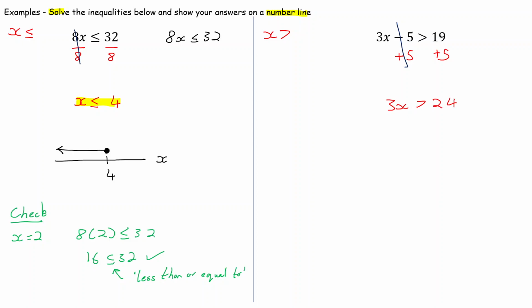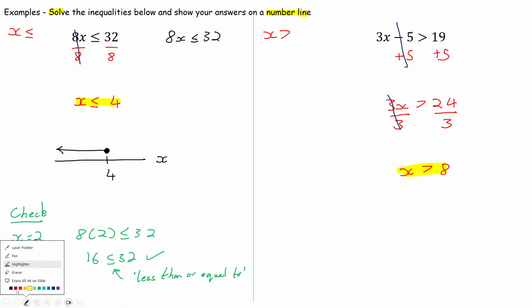3 times x bigger than 24. So to get rid of that 3 times, let's divide both sides by 3, because then these 3s cancel, which is good. I've now isolated the x on its own, and I've said that x is greater than 24 divided by 3, which is 8. So that is it. Any value of x bigger than 8 is my answer. So I've solved my inequality. And that is it. x is greater than 8.